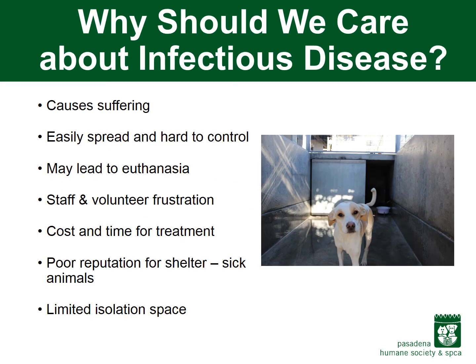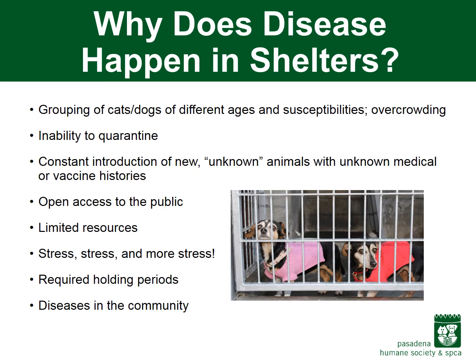So why should we care about infectious disease? Infectious disease causes suffering. It's easily spread and it's hard to control. It may lead to euthanasia. It definitely creates staff and volunteer frustration. There is cost involved and lots of time for treatment, and we would get a poor reputation if our shelter was full of sick animals. And we also have limited isolation space, where we don't have the space to hold many sick animals at a time.